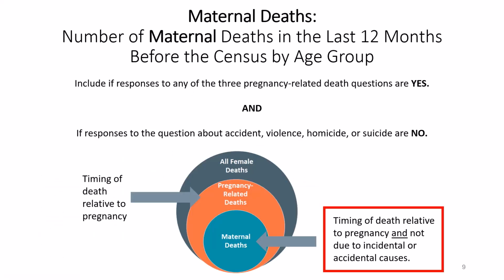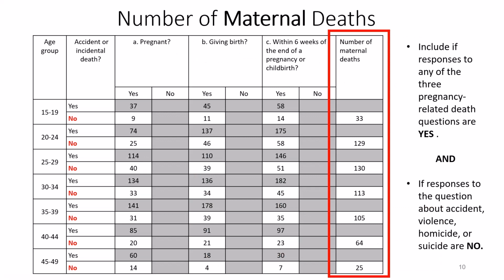For maternal mortality, we need the number of maternal deaths in the last 12 months before the census by age group. If you recall from Module 1, the definition of maternal mortality excludes death due to incidental or accidental causes from pregnancy-related mortality. A tabulation for maternal deaths might look like this. This is a three-way cross tabulation.